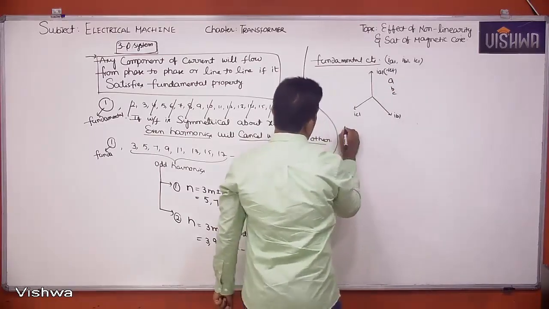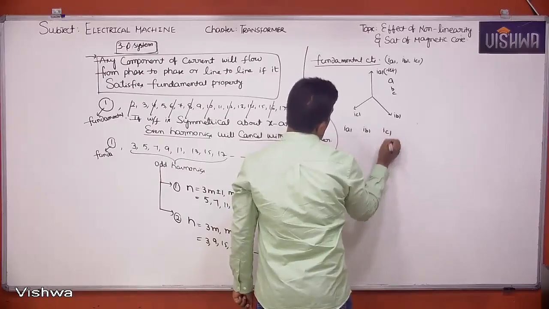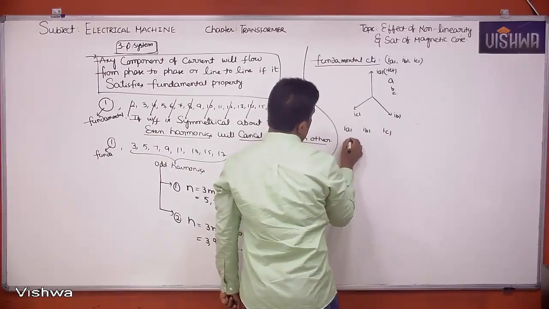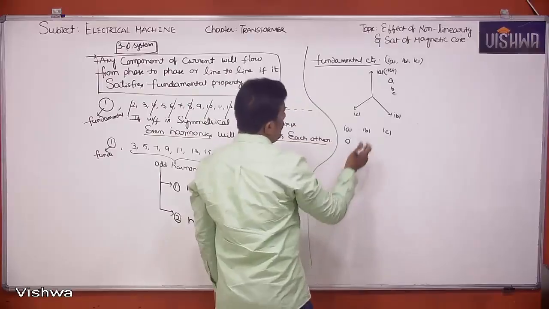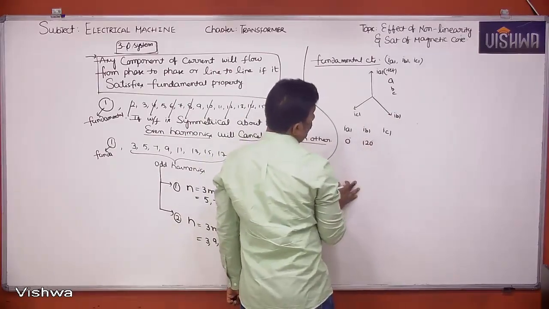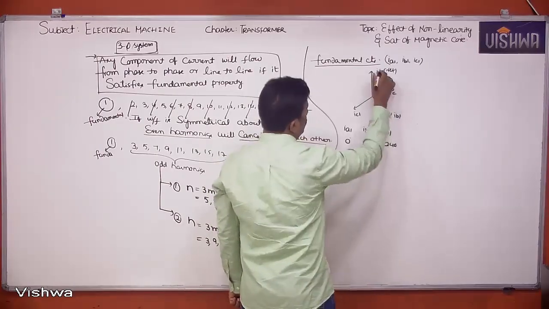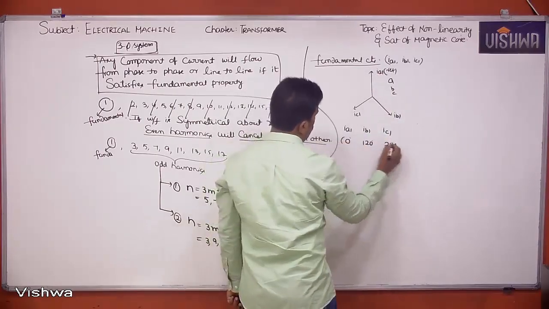So let me write once again. This is IA1, this is IB1, IC1. I have taken IA1 as reference. After how many degrees you are getting this IB1? 120 degrees. After how many degrees you are getting IC1? 240 degrees. Compared with your reference I am saying. Okay, 0, 120, 240.